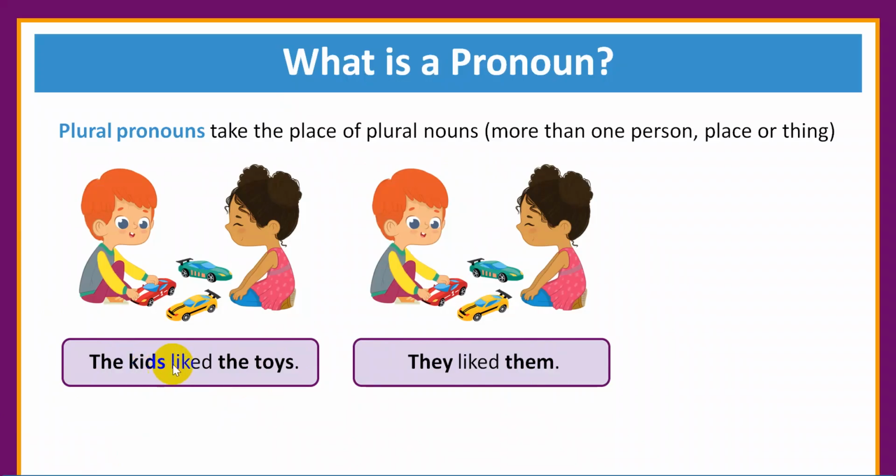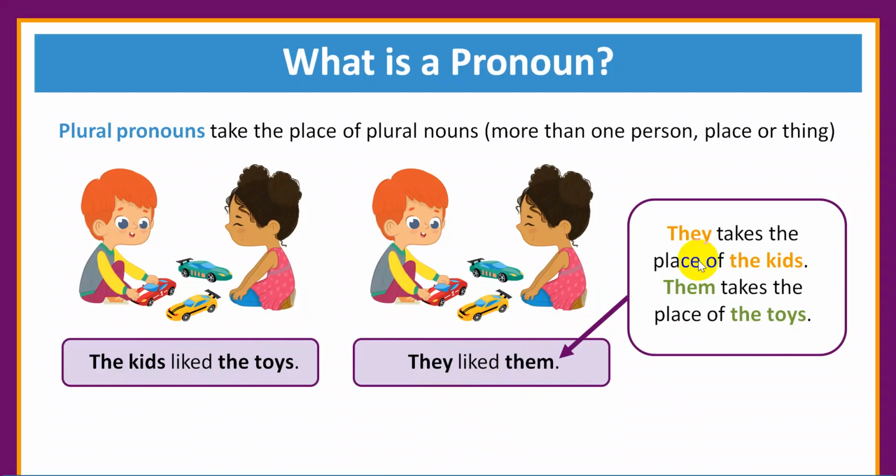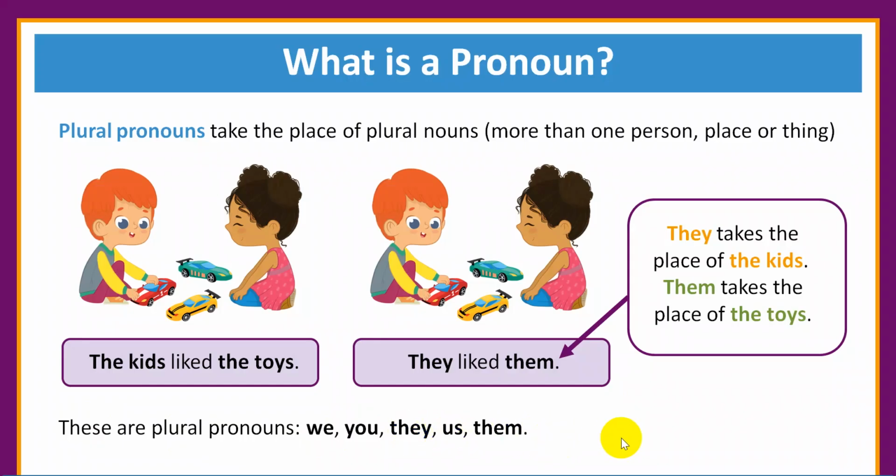So "the kids liked the toys" becomes "they liked them." They takes the place of the kids and them takes the place of the toys. Some plural pronouns are we, you, they, us, and them.